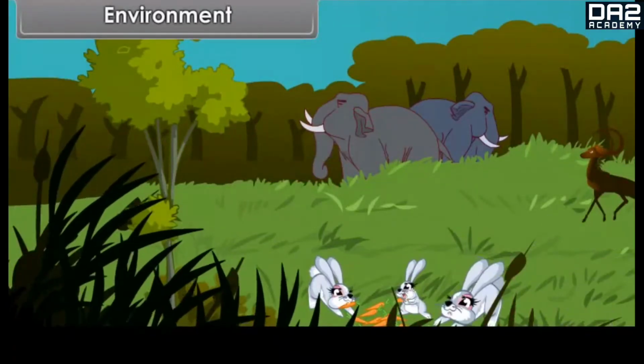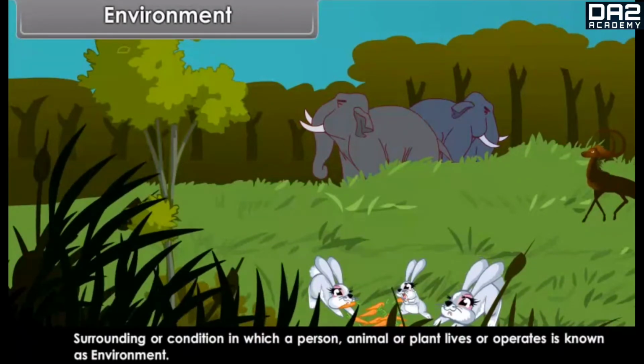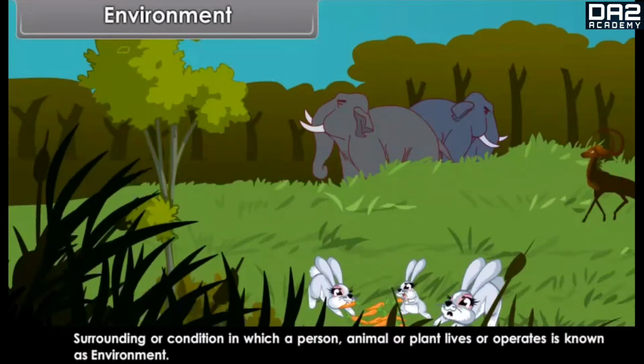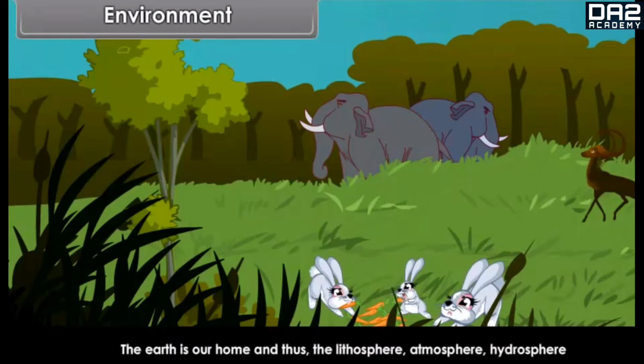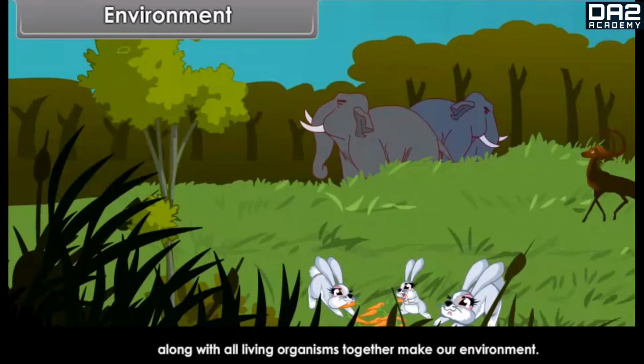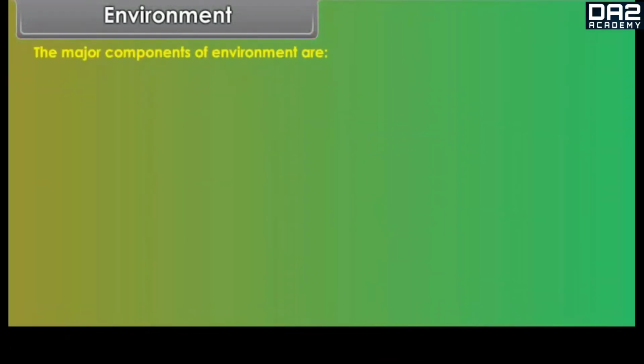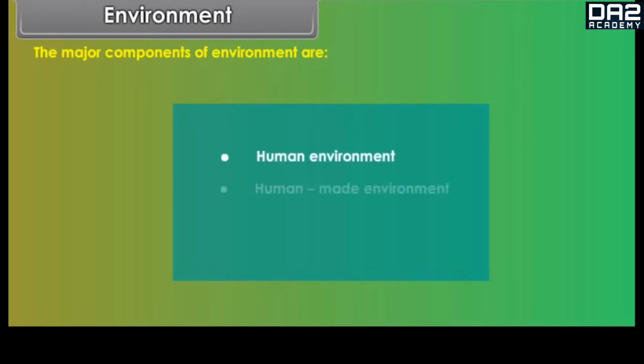Environment. The surrounding or condition in which a person, animal or plant lives or operates is known as environment. The earth is our home, and thus the lithosphere, atmosphere, hydrosphere along with all living organisms together make our environment. The major components of environment are human environment, human-made environment, and natural environment.